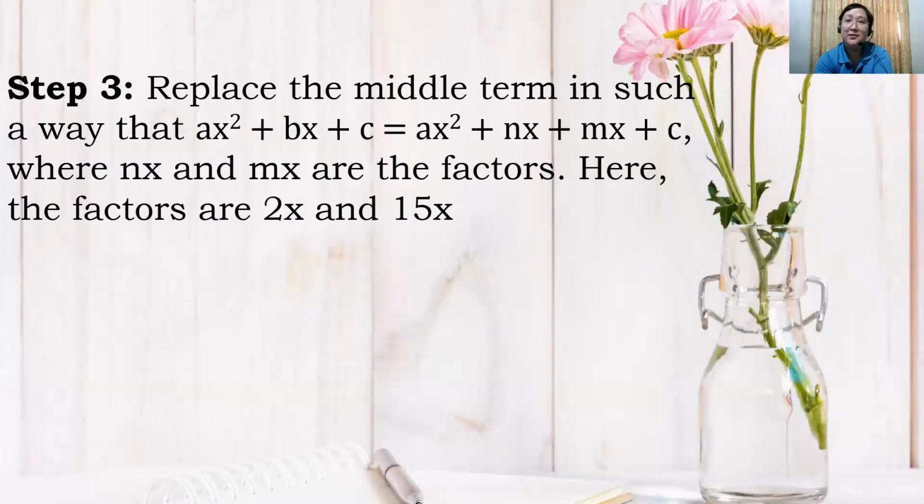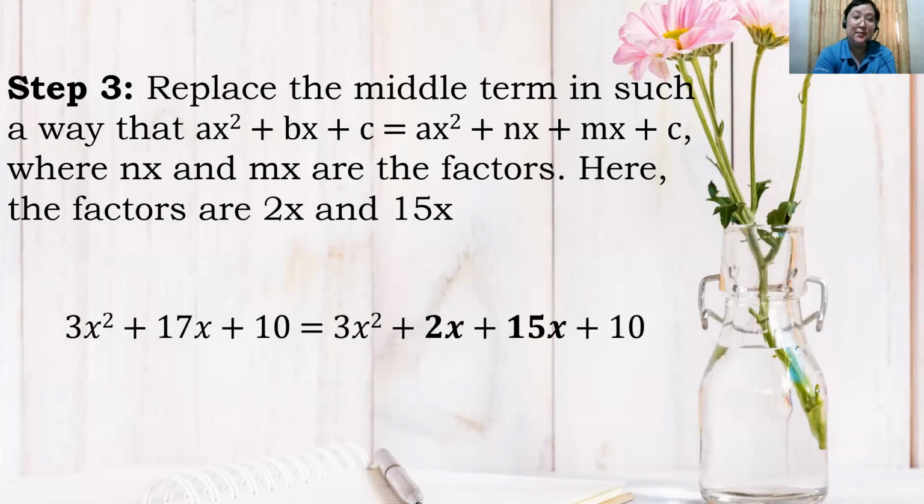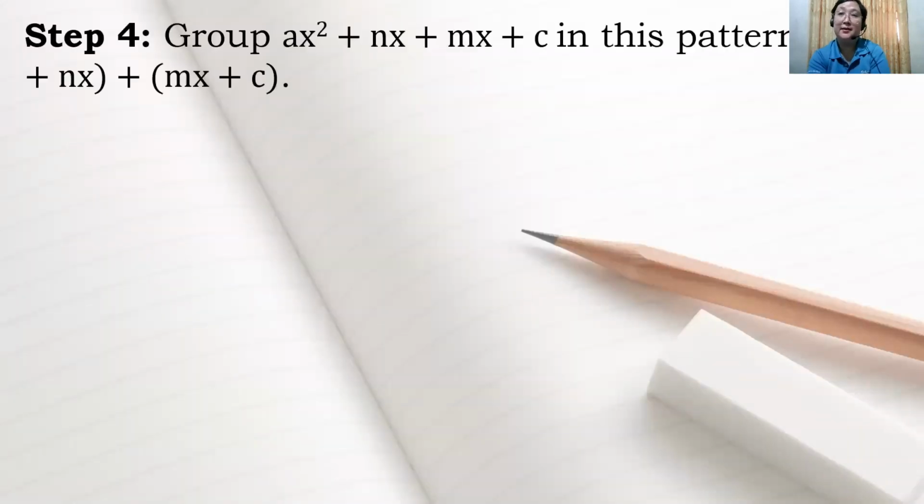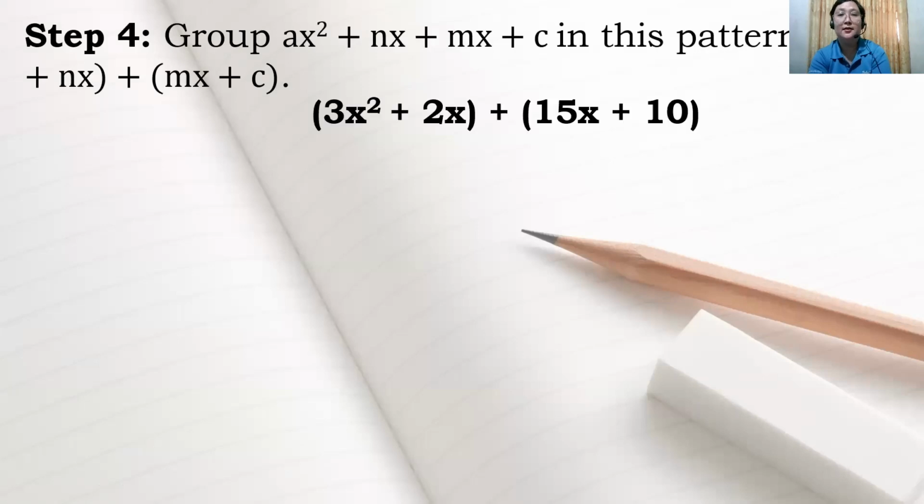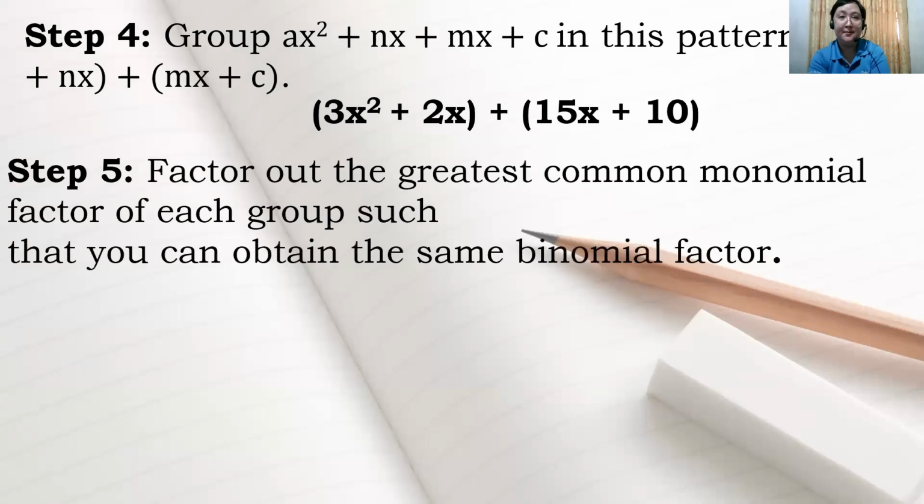So next step, replace the middle term in such a way that ax squared plus bx plus c is equal to ax squared plus nx plus mx plus c. In short, you'll have to replace the factors that we get, that is 2x and 15x. So we have here 3x squared plus 2x plus 15x plus 10. And for the next step, we will group now the factors that we get. So we have quantity 3x squared plus 2x, quantity, plus quantity 15x plus 10, quantity.